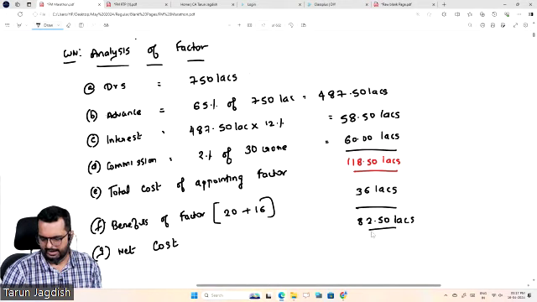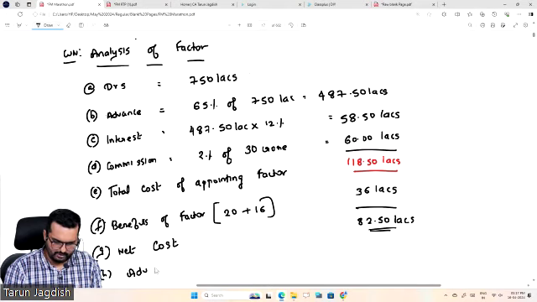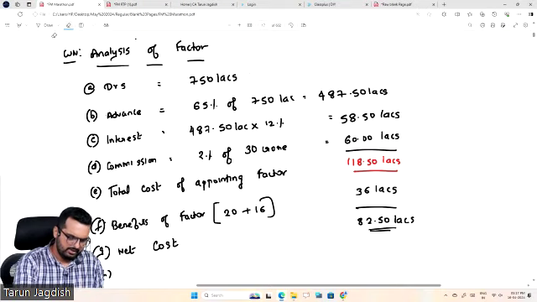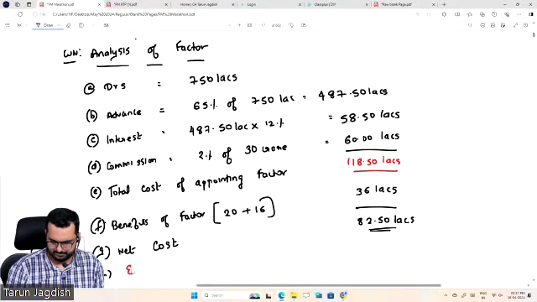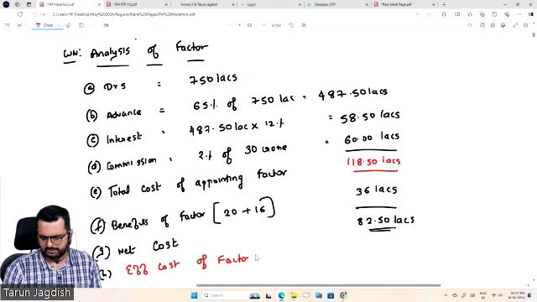82.50 lakhs. For this, how much is the advance received? We already got the advance earlier. I think no need to write down that again, and directly put the effective cost of factoring. Effective cost of factor. Okay. So how much will that turn out to be?